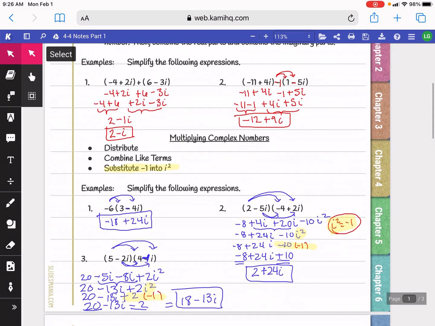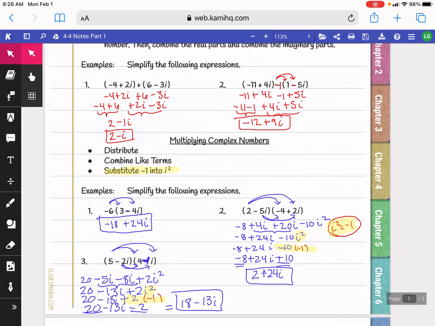So this is very similar to what you've done before with adding, subtracting, and multiplying. The only difference is when you're multiplying, if you see an i squared, you're going to substitute negative 1. Other than that, the steps are the same as what you did before when you added, subtracted, and multiplied expressions. Usually when you get your answers here, you'll have a real part and an imaginary part.